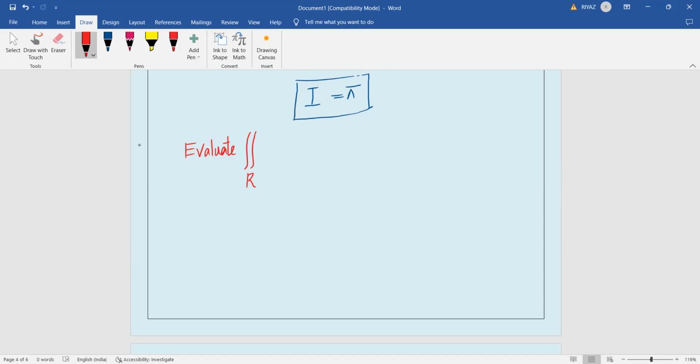Yes, I got it. Evaluate double integration over R of xy dx dy over the first quadrant of the circle.